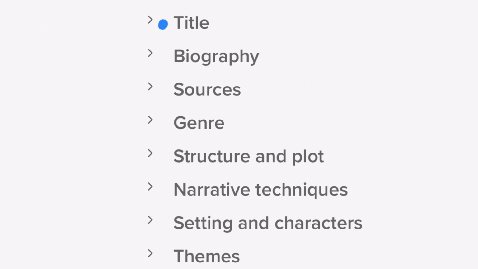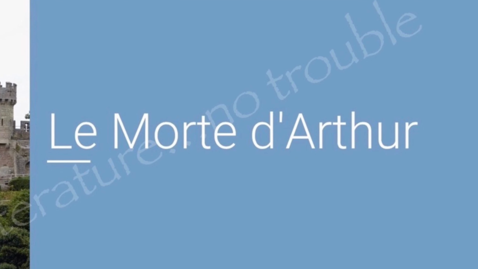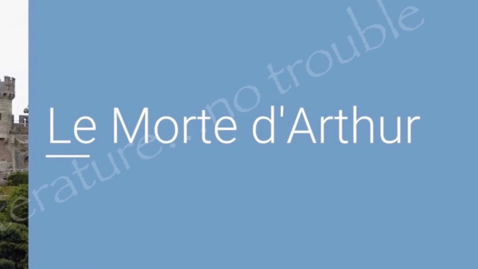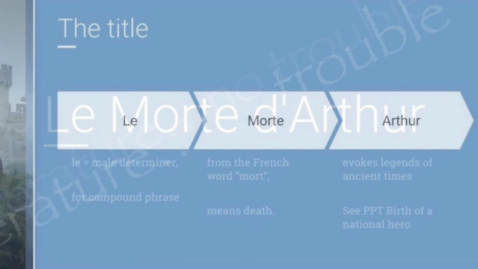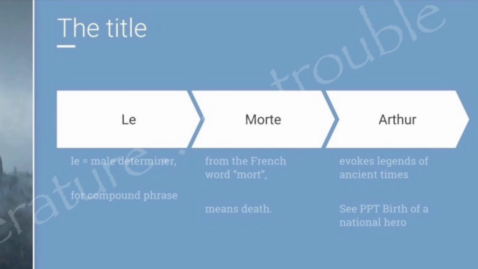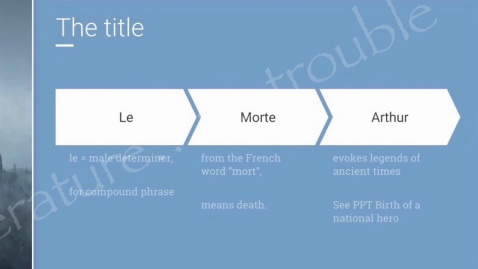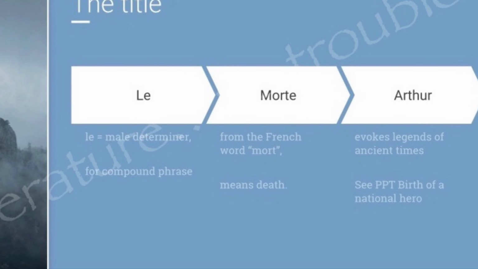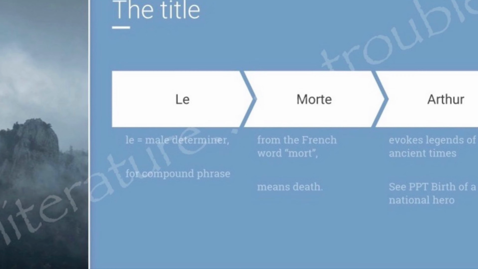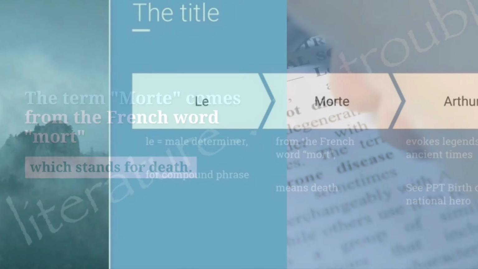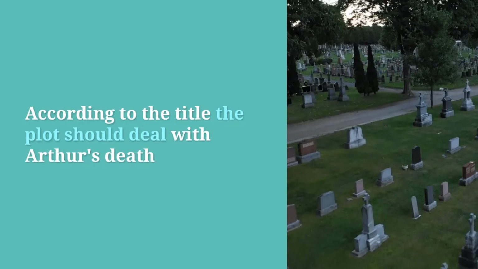Let's start by discussing the title. The word morte is derived from the French word mort, which means death. It should have been preceded by la, a feminine determiner. And in the past, the title may have sounded like La Morte d'Arthur. Later, the title began to be regarded as a compound phrase and hence as male or neuter in gender, requiring the use of the male determiner le.